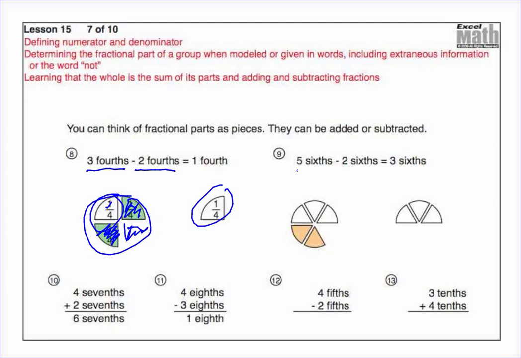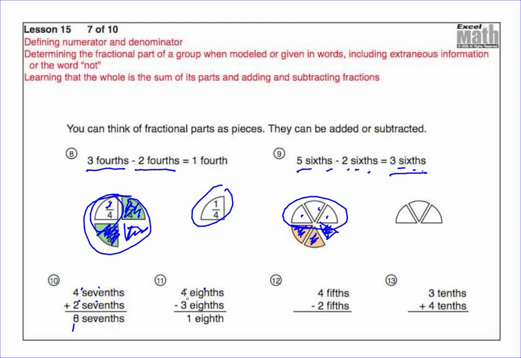The next one says 5 sixths minus 2 sixths is equal to 3 sixths. Well, here's 1, 2, 3, 4, 5, 6 right here. One of the pieces is not showing because we're not talking about 6 sixths. We're only talking about 5 sixths. And so then we take away 2 of the 6, these 2 orange pieces, and we're left with 3 pieces at the end, or 3 sixths. Another way to do that without the pictures, 4 sevenths plus 2 sevenths is equal to 6 sevenths.